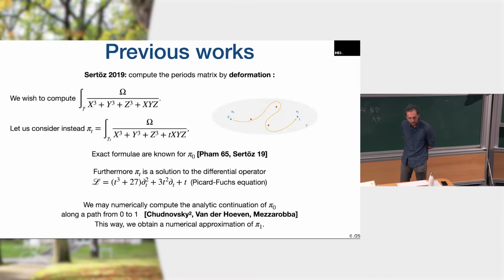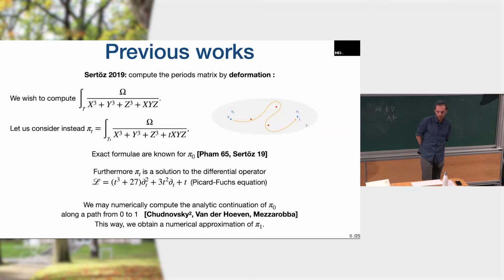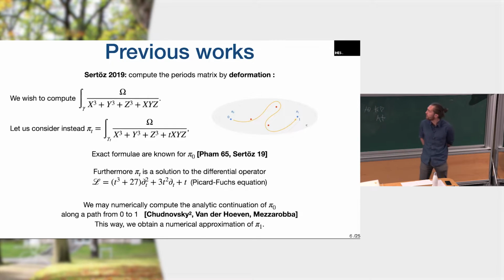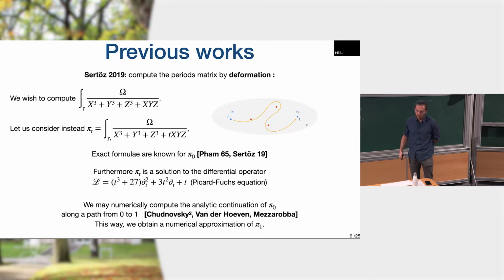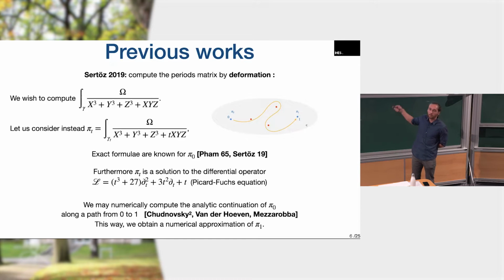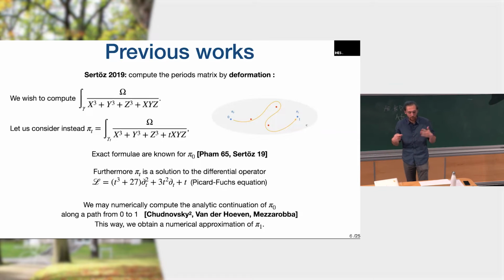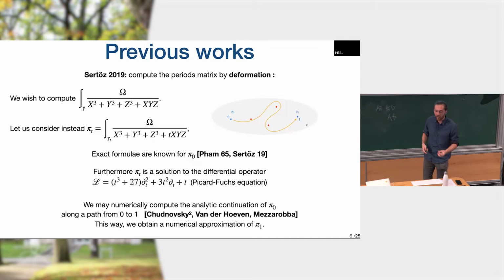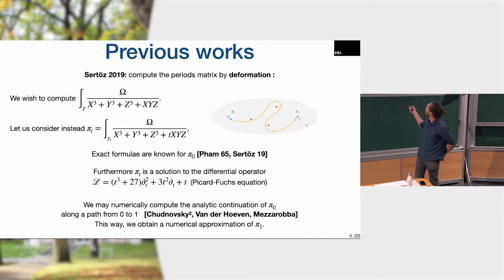And the second one is that we can actually compute some differential operator that is satisfied by pi of t, which is just shown here. This differential operator sort of encodes the deformation of the variety as t varies, and it's called the Picard-Fuchs equation of this family of varieties.